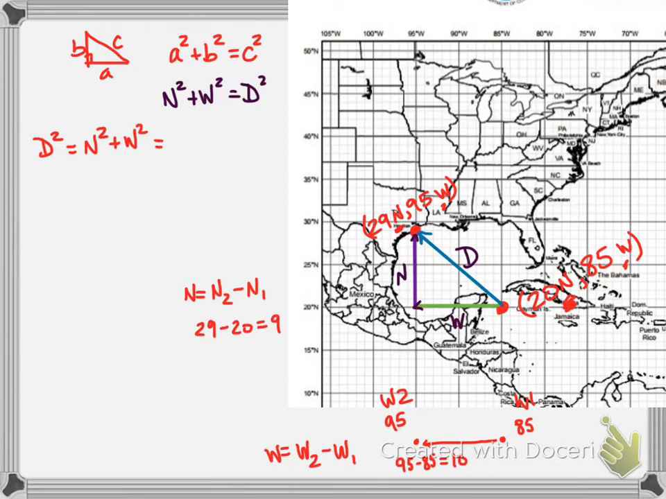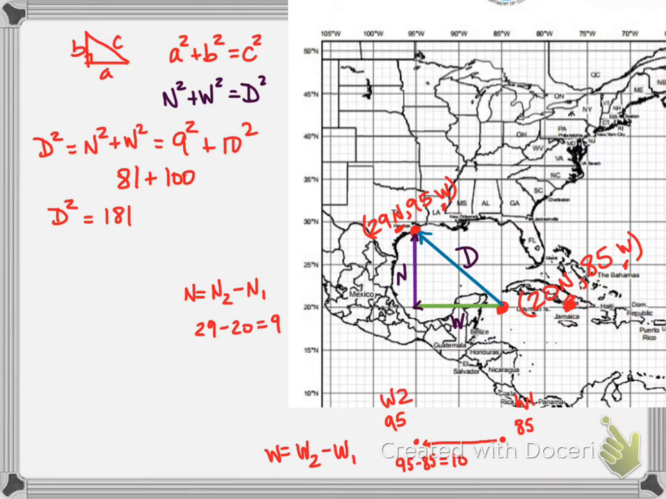So in this case, that's going to be 9 squared plus 10 squared, right? So 9 squared is 81. 10 squared is 100. So distance squared equals 181. And we're almost finished, but not quite. We need the d to be by itself.